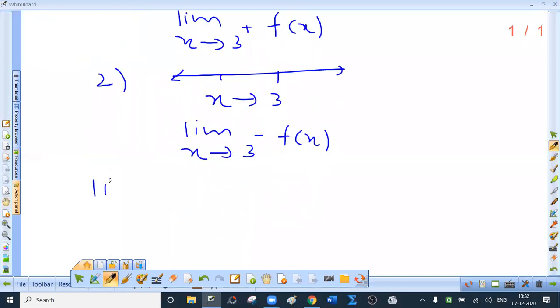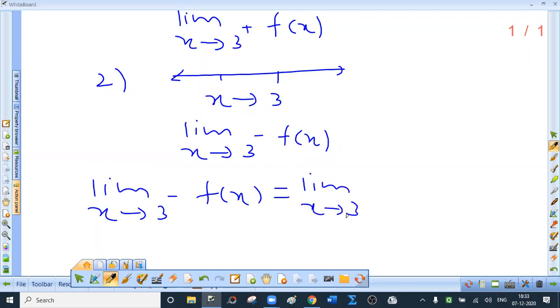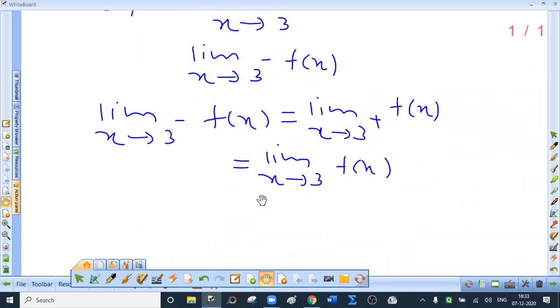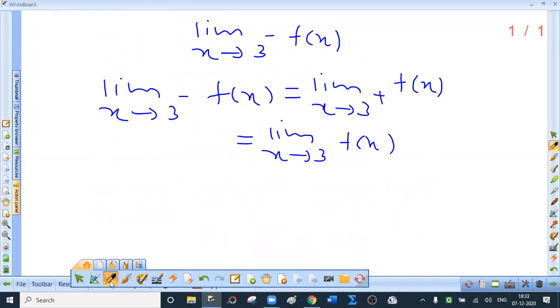So for the existence of a limit, what is the criterion? I'm writing a particular case here, then we'll write the general case. Limit x tends to 3 minus f(x) must be the same as limit x tends to 3 plus f(x). And that limit is simply written as limit x tends to 3 f(x). Now you may ask me, sir, we have solved so many sums, and in not a single sum have we used the concept of left hand and right hand limit. So how do we know whether left and right limits are to be evaluated? I'll give an example.